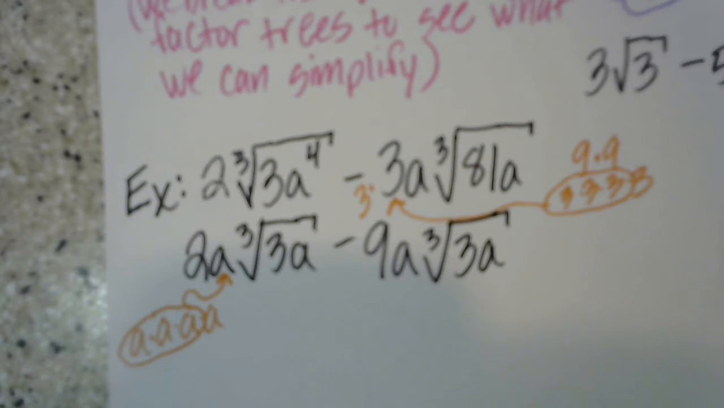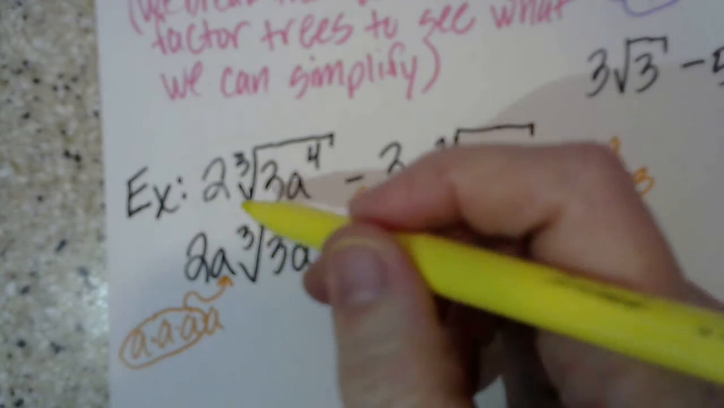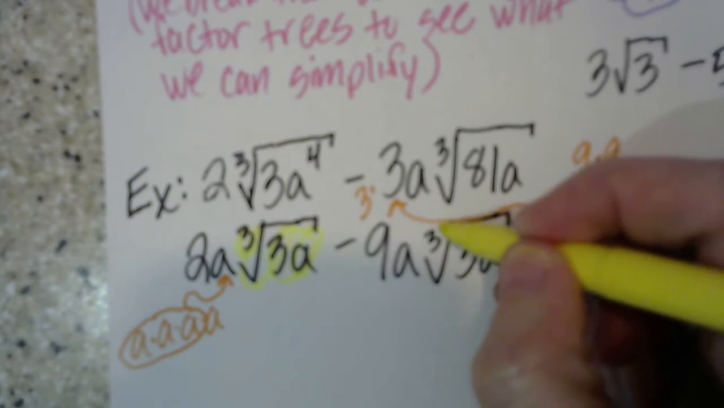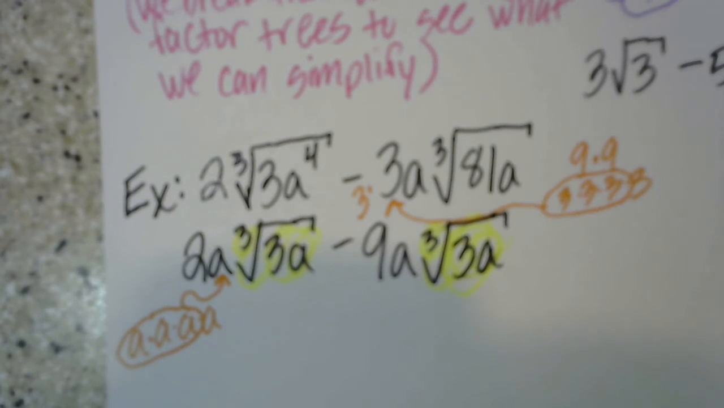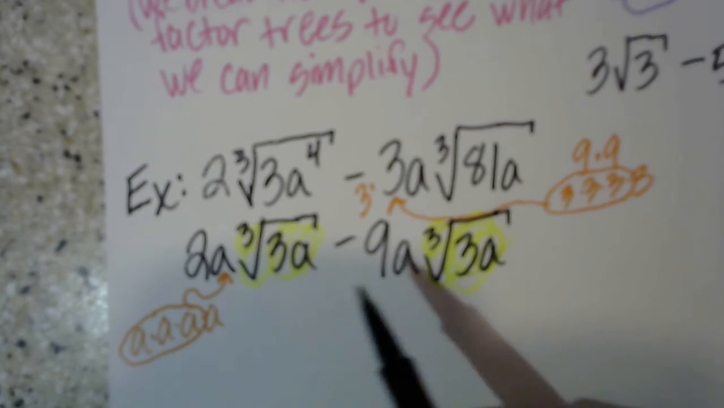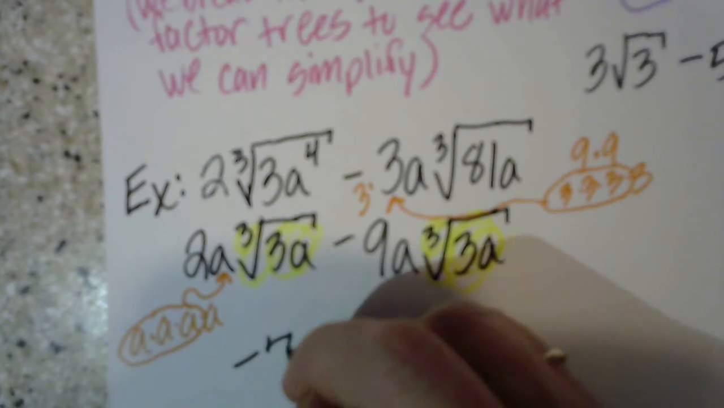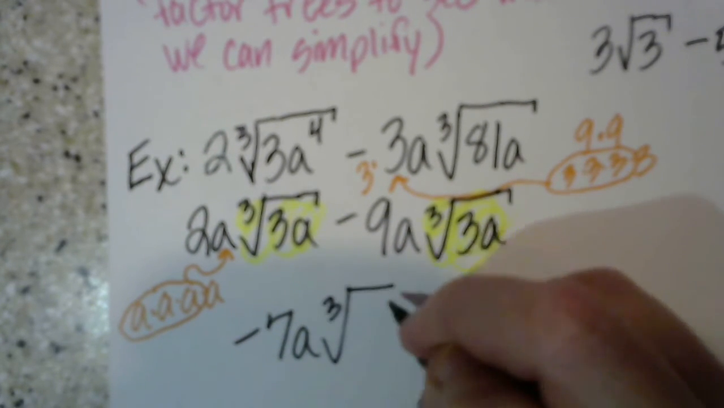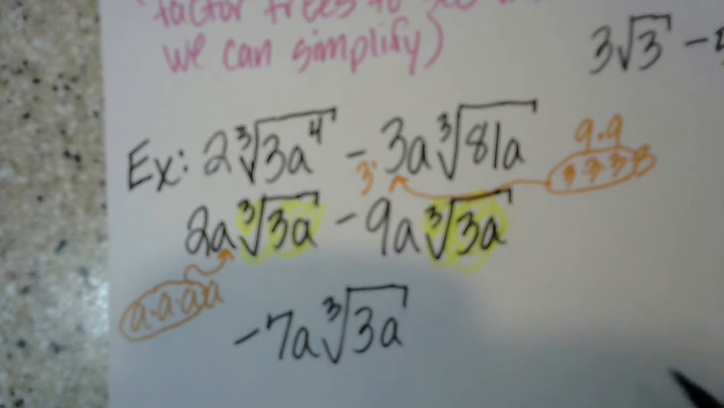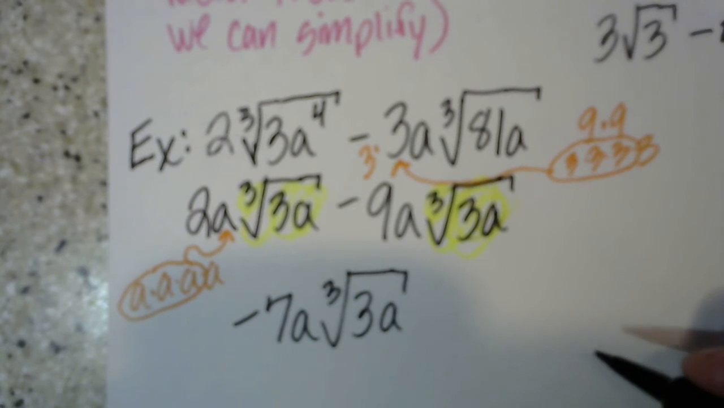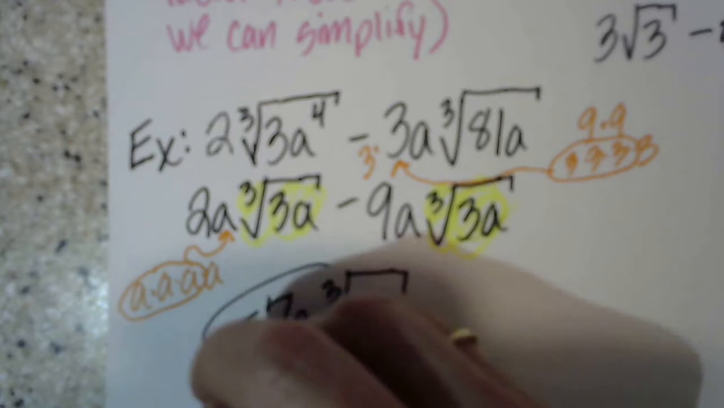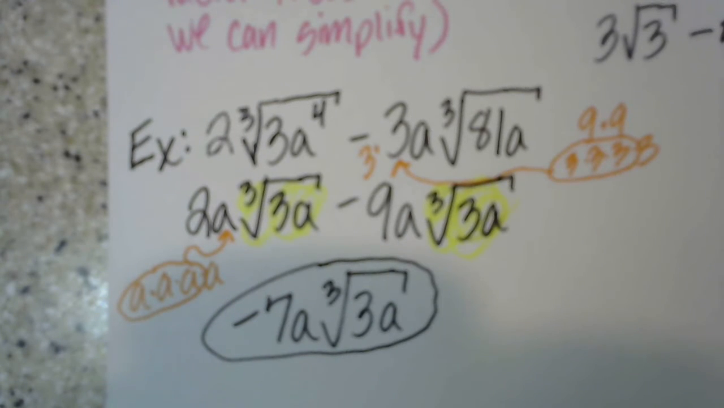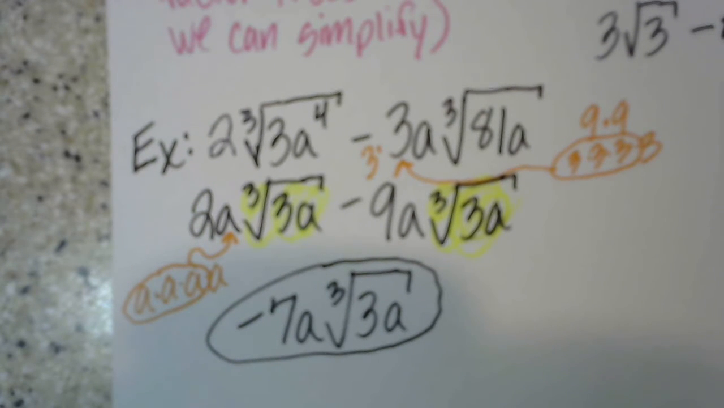So we worked with this problem and simplified, and now we have what we need, the same type of root and the same thing underneath. So now I can do 2a minus 9a, which is negative 7a, onto the cube root of 3a. And as weird as that looks, that is your final answer. Okay?